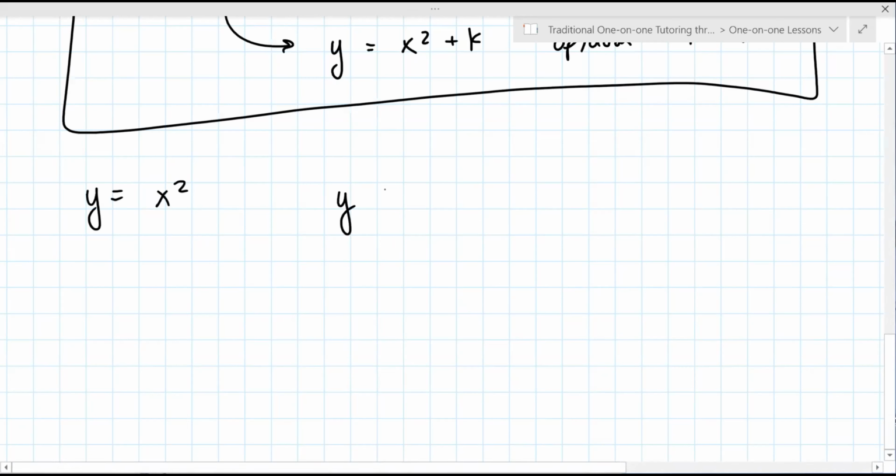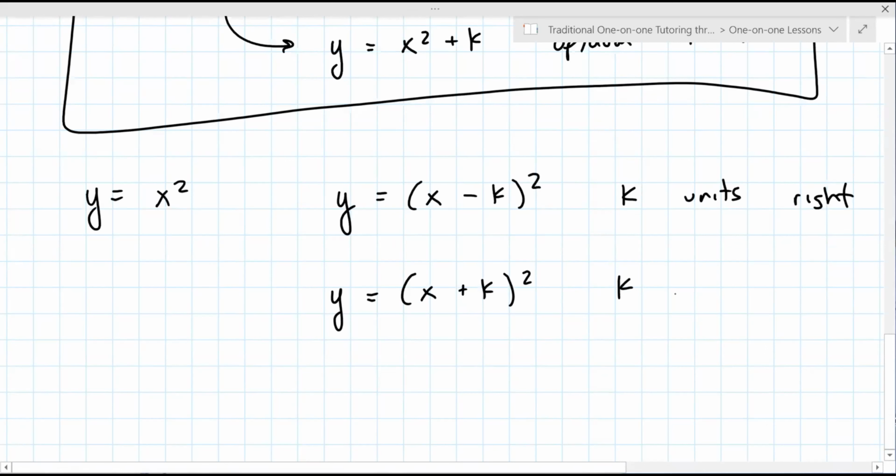Right, awesome. So let's say it's y equals (x minus k) squared. This is k units right. Okay. And then if it's y equals (x plus k) squared, it's k units left. Like it's completely backwards from what you would think. But that is what it is. Why? Like that summarizes it completely. All right, that's a pretty good note to have.